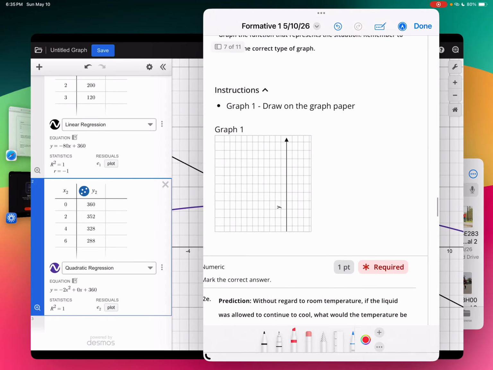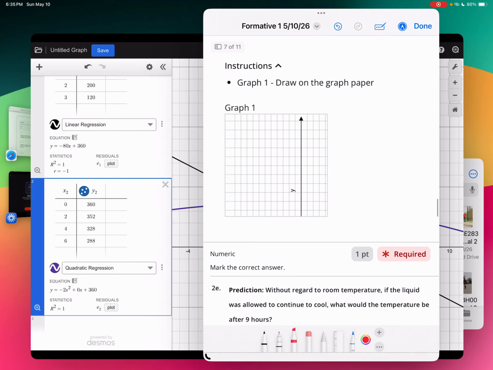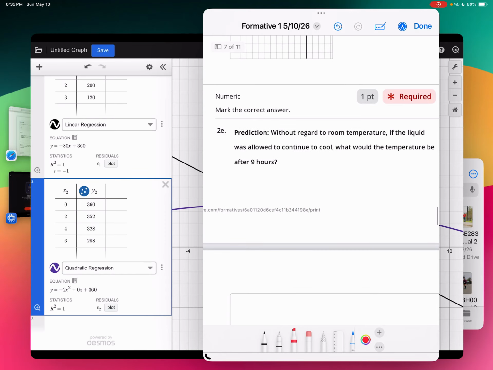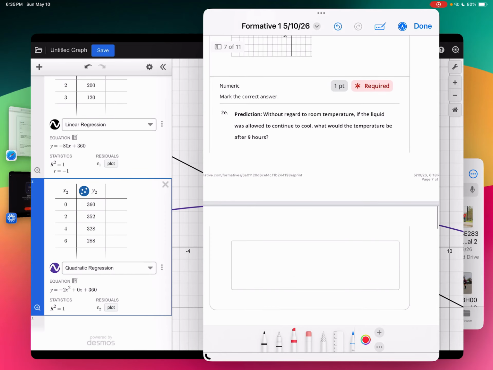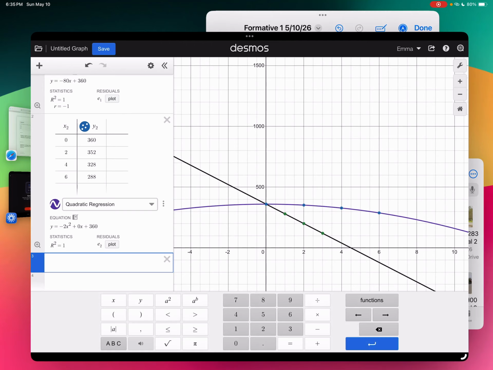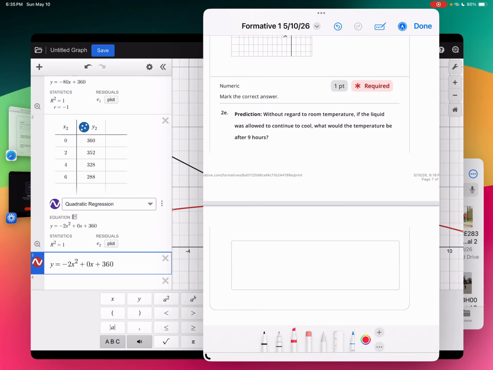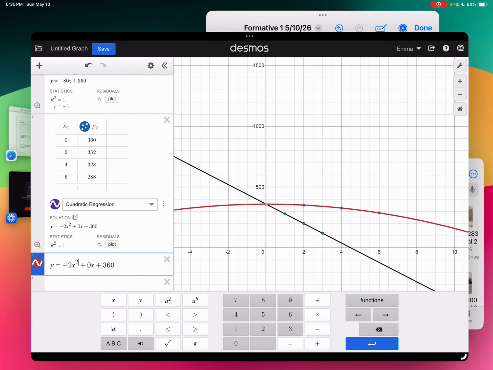Same thing with this graph. You would just do the points and then make sure you do on the drop down, you select quadratic. And then what would the temperature be after 9 hours? So you could just, well, there's several ways. You could just replace your x. How many hours did it say? 9? Replace your x with 9.